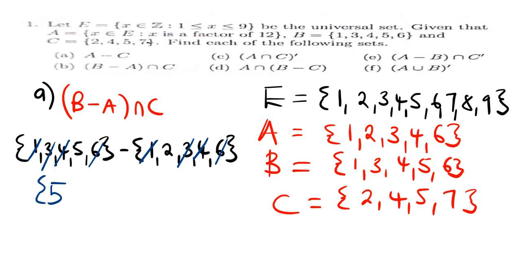Okay. Then there's an intersection there. Then we're intersecting it with C. So in this case, what is C? C, you're able to see that we've got 2, 4, 5, and 7. And we're finding the intersection of that. So you're able to see that we only have 5. Okay. There's 5 in C. There's also 5 in B minus A. So in this case, B minus A intersection C is just equal to 5.